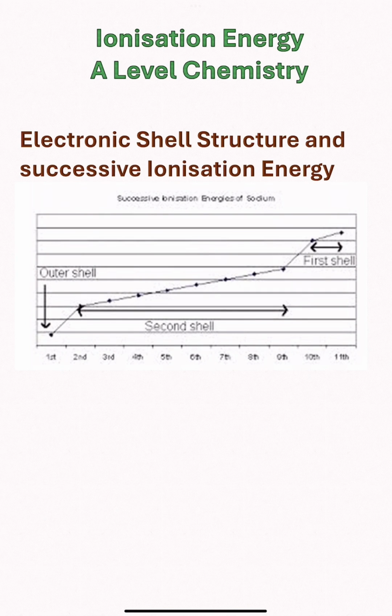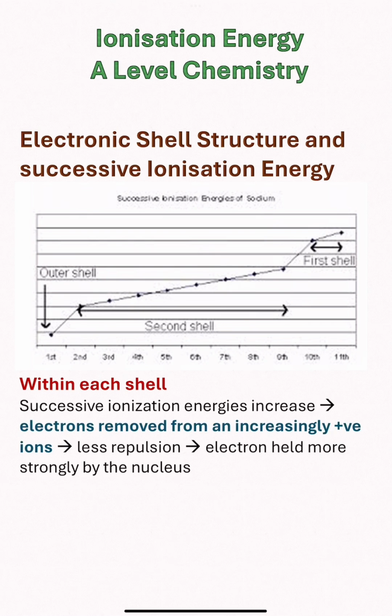Electronic shell structure and the successive ionization energy. This is the graph for the successive ionization energy of sodium. And we can see that within each shell, the successive ionization energy will increase. So this is, for example, the second shell for sodium. And as you can see, the ionization energy increases as we remove 1 electron each time. This is within the same shell.